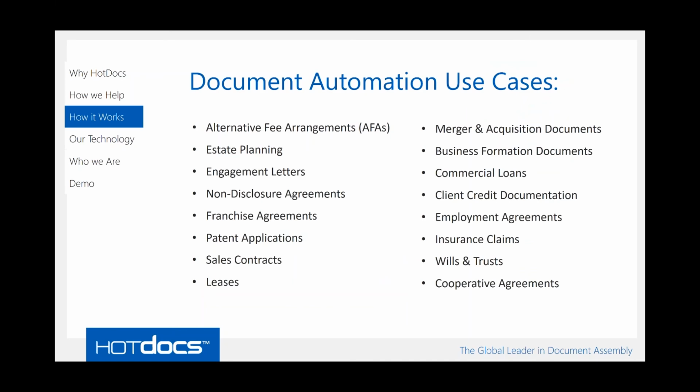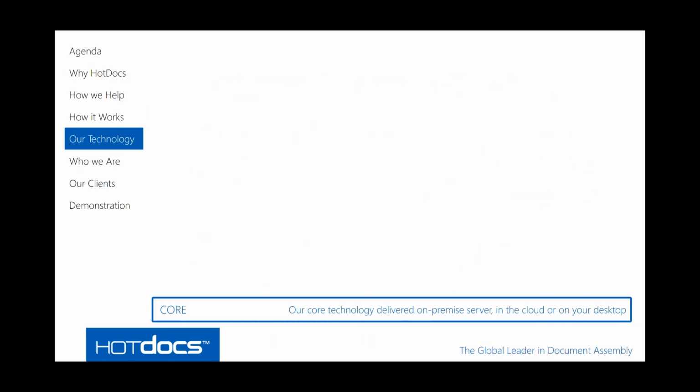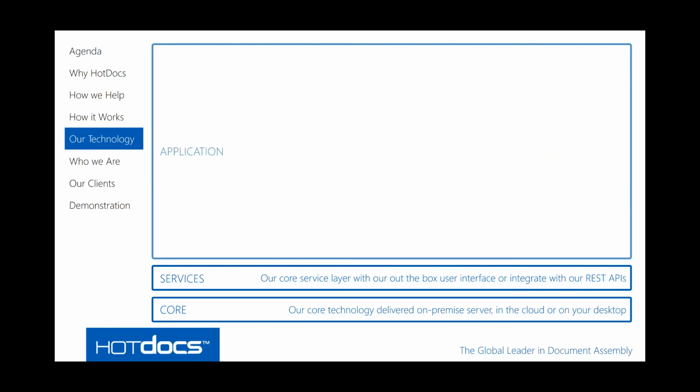The use cases for document automation are pretty much limitless. They run the gamut across all verticals and all sectors. Everything from estate planning, non-disclosure agreements, engagement letters, franchise agreements, insurance claims, wills and trusts, commercial loans. We've pretty much seen it all in 25 years, and we feel very comfortable working with those.